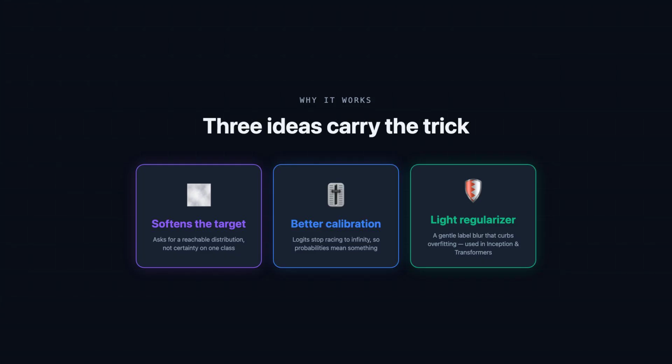That small deliberate blur in the labels discourages overfitting and tends to nudge generalization up a notch, which is why Inception and the Transformer both use it. The only real cost is a sliver of intentionally wrong signal in the target, and in practice that's a bargain.